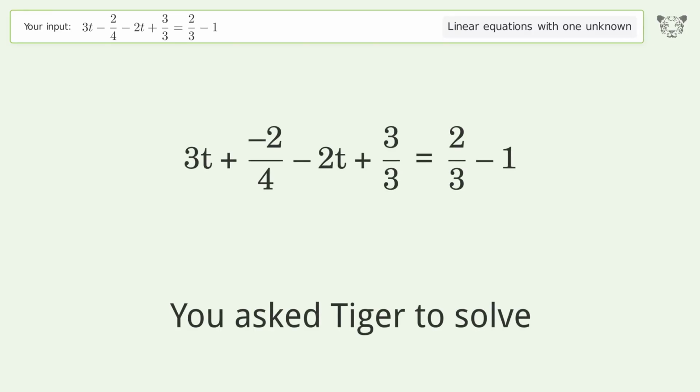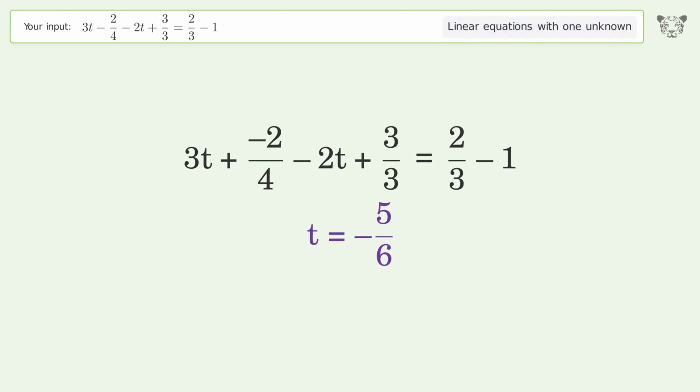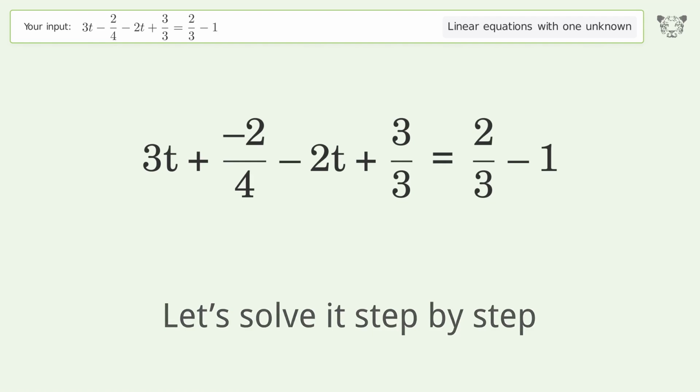You ask Tiger to solve. This deals with linear equations with one unknown. The final result is t equals -5/6. Let's solve it step by step.